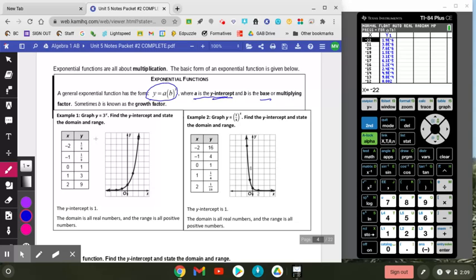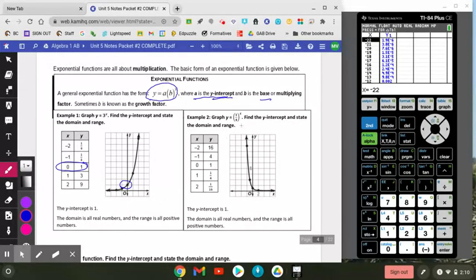So now if I want to graph y equals 3 to the x and find the y-intercept and state the domain, I make a table, and I can use my calculator to make that table. I then plot points and connect. My y-intercept is 1 because it crosses the y-axis at 1. And here it is in my table. When x is 0, it's 1. My domain is all real numbers, and the range is all positive numbers.